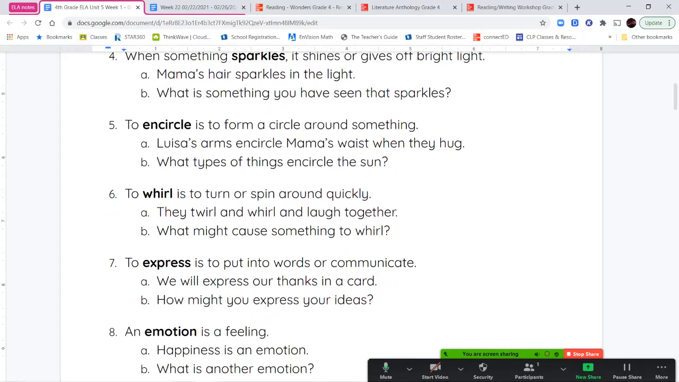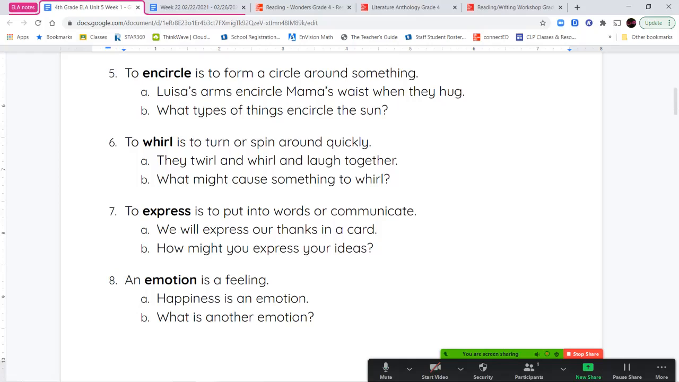And next we have the word emotion. Now, emotion just means feeling. So happiness is an emotion, sadness is an emotion, excitement, anger, frustration, love, joy, all of these are emotions, they're feelings.